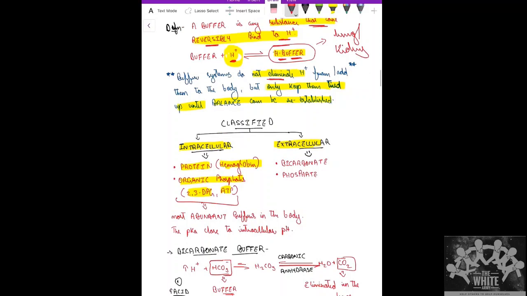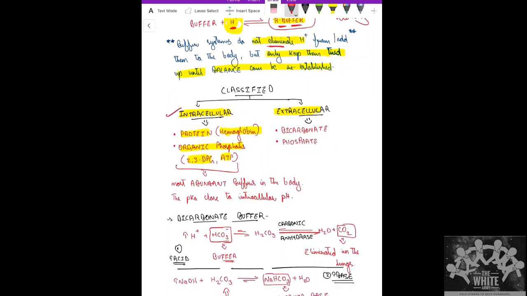Now coming to classification: intracellular buffer and extracellular buffer. Intracellular buffers are proteins like hemoglobin, or organic phosphates like 2,3-DPG and ATP. Hemoglobin acts like this: Hb plus H plus forms Hb-H. This is delivered to the lungs or kidneys, and over there the reverse takes place and this H plus gets eliminated. This was an example of an intracellular buffer.